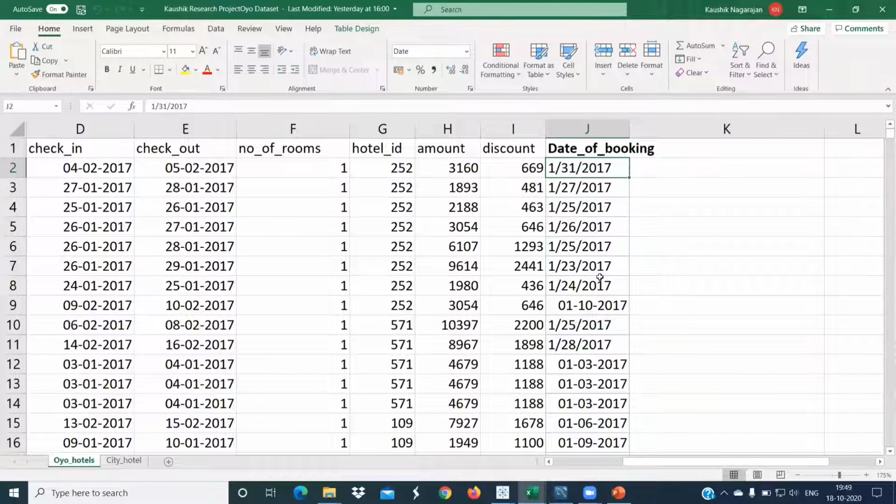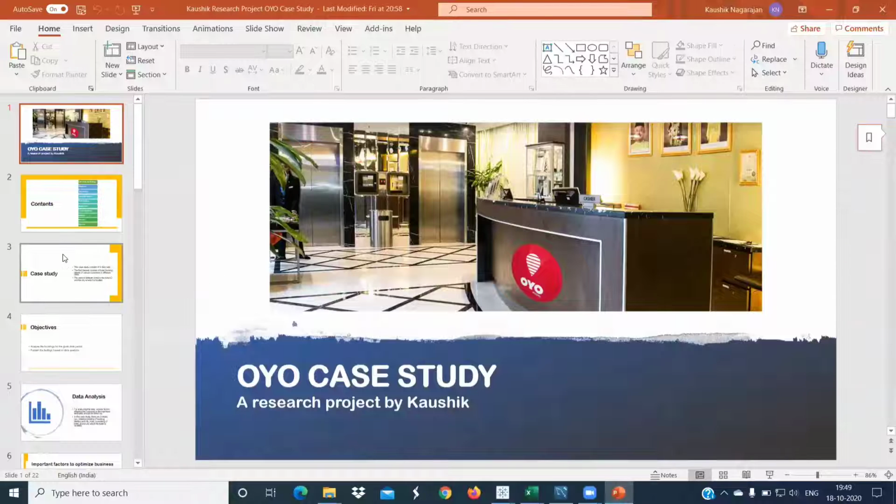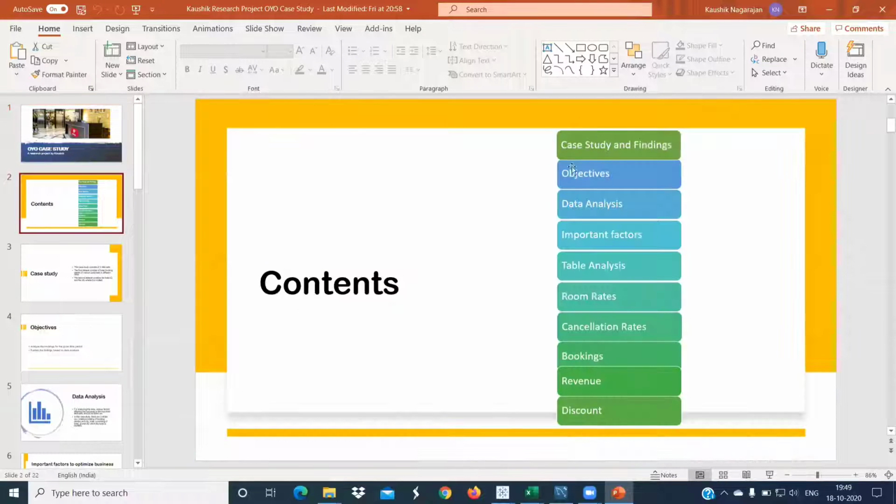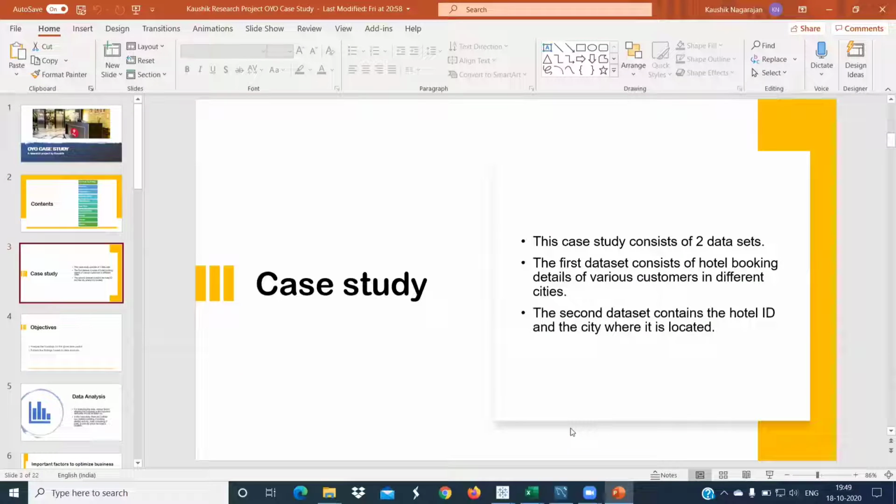Moving on to the business part of the project. So here is a presentation which is prepared from analyzing the data. So here are the contents of this PowerPoint presentation. Moving on to the first part, that is a case study.